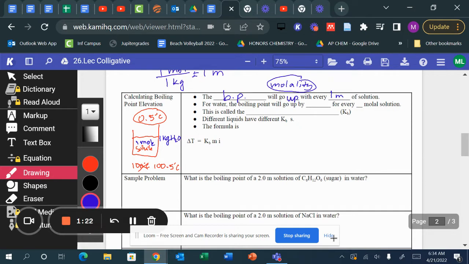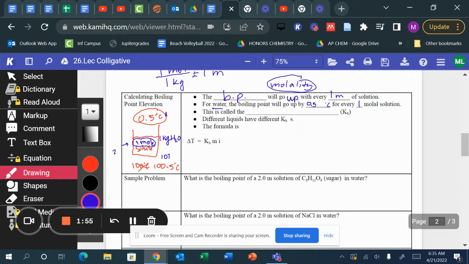Specifically for water, the boiling point will go up by half a degree, 0.5 degrees Celsius, for every 1 molal solution. For example, if you want your boiling point to be 101 degrees Celsius, all you have to do is add 2 moles. Because that's 2 of these, you're going to need 2 moles in here. You got to double it.